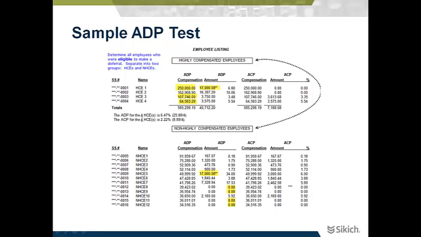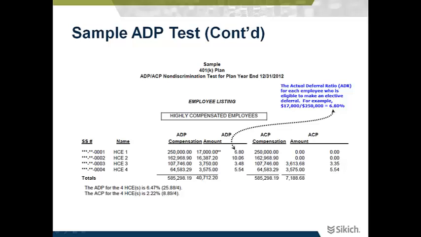All the highly compensated employees are in one group at the top of the listing, and all the non-highly compensated employees are at the bottom of the listing. From there, we calculate the actual deferral ratio for each employee who's eligible to make an elective deferral. The actual deferral ratio is the participant's amount of elective contributions divided by the employee's compensation. So for illustrative purposes, our first person here has $17,000 in elective contributions, and the compensation is $250,000. So the actual deferral ratio would be 6.8. We make that calculation for every participant on the highly compensated employee list as well as the non-highly compensated employee list.